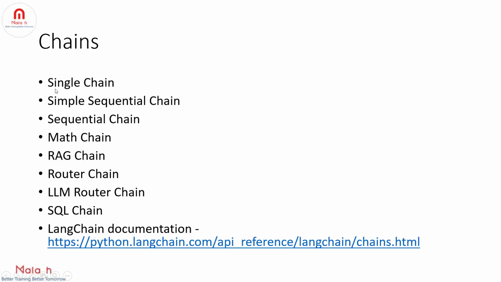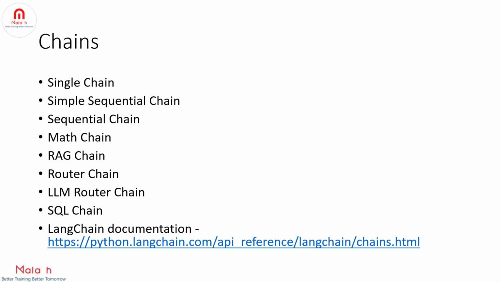And in the upcoming lectures, we will see implementing different scenarios or projects by using these chains. So we will cover how to implement a single chain, simple sequential chain, sequential chain, MathChain, RAG chain, router chain, LLM router chain, SQL chain, and we will also see how to deep dive into other different chain types depending on your requirements by going to the LangChain documentation. So we will cover how to implement different scenarios by using these different chain types.